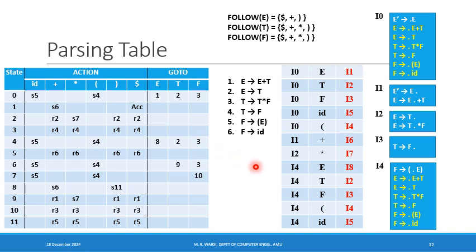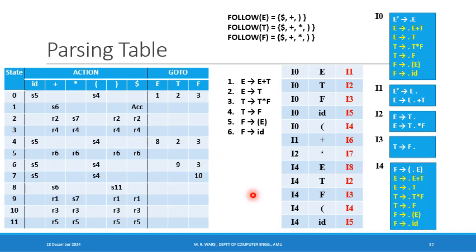Let's now look at the next transition from state number 4. From state number 4 on capital F, we are going to 3. Once again, it is a transition on variable. So it will give rise to an entry in the go-to region of the parsing table. So 4 comma F will be marked as 3. And you can see here in the parsing table that 4 comma F is marked as 3.